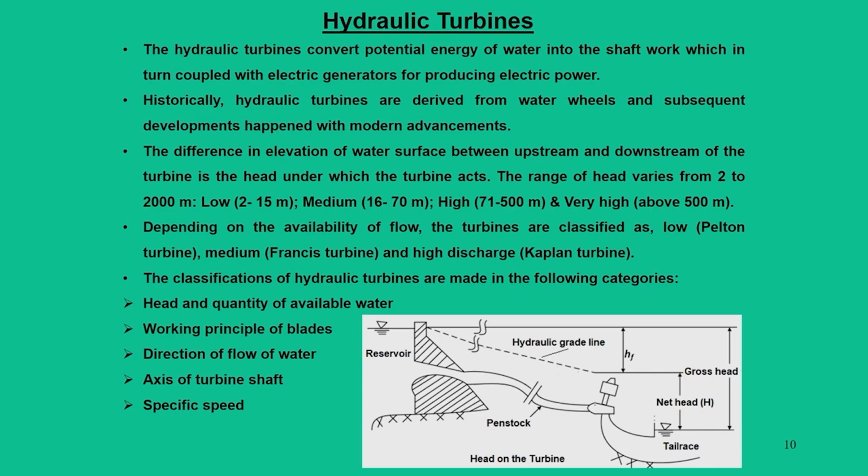In fact, hydraulic turbines are the backbone of hydroelectric power plants because they convert the potential energy of the water into shaft work, which in turn is coupled with the electric generators for producing power. Historically, hydraulic turbines are derived from water wheels. Initially there was no concept of a water turbine; people used to call them water wheels. One such name is the Pelton wheel. With more developments in recent days, hydraulic turbines are classified based on the difference in elevation of the water surface between upstream and downstream of the turbine.